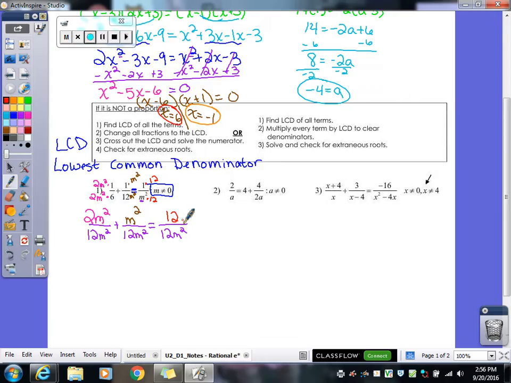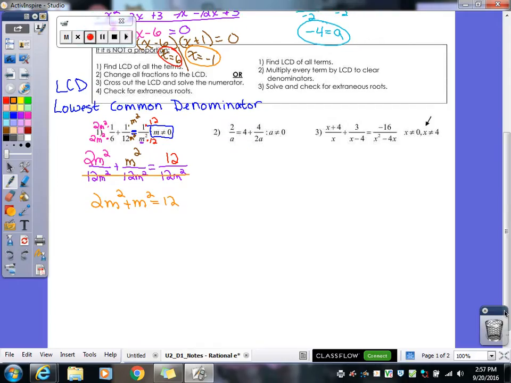So now all of my fractions have the same common denominator. When that happens, you can cross out the denominator and just solve the numerators like a regular equation. So 2m squared plus m squared equals 12. I'm going to add my like terms, then divide by 3. So m squared equals 4.